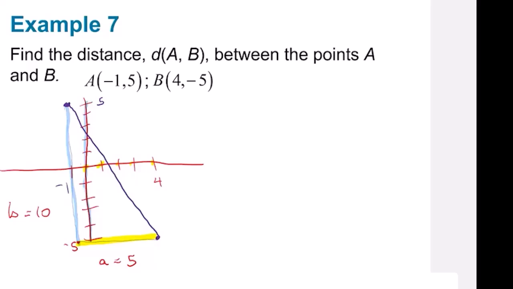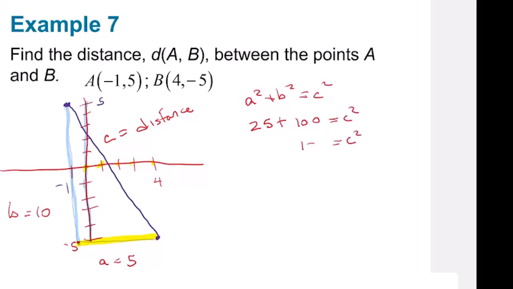If I want to actually do this work now, I know a squared plus b squared equals c squared, where this is c, which I'm calling the distance. And a squared equals 25. B equals 10, so b squared equals 100. And that equals c squared. C squared is equal to 125.